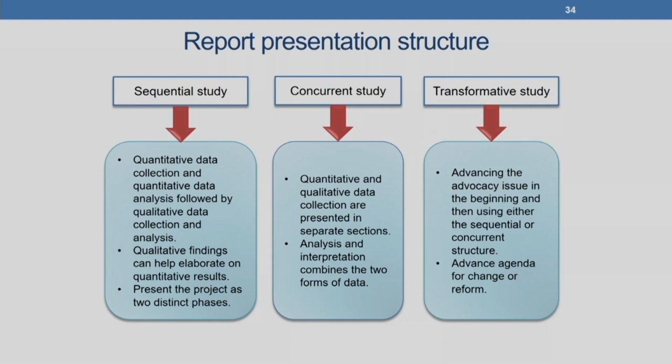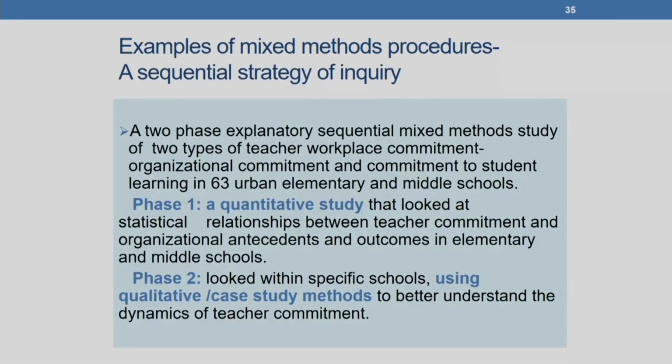Concurrent study, quant and qual collection are presented in separate sections. Analysis and interpretation combines the two forms of data. Transformative study, advancing the advocacy issue in the beginning and then using either sequential or concurrent structure, an advanced agenda for change or reform. So, these are certain examples of sequential strategy of inquiry.